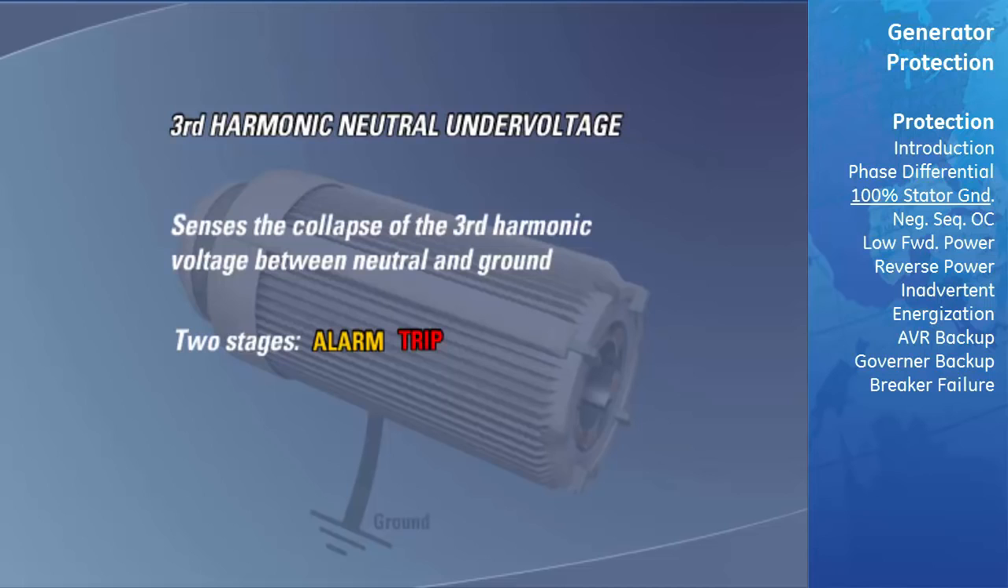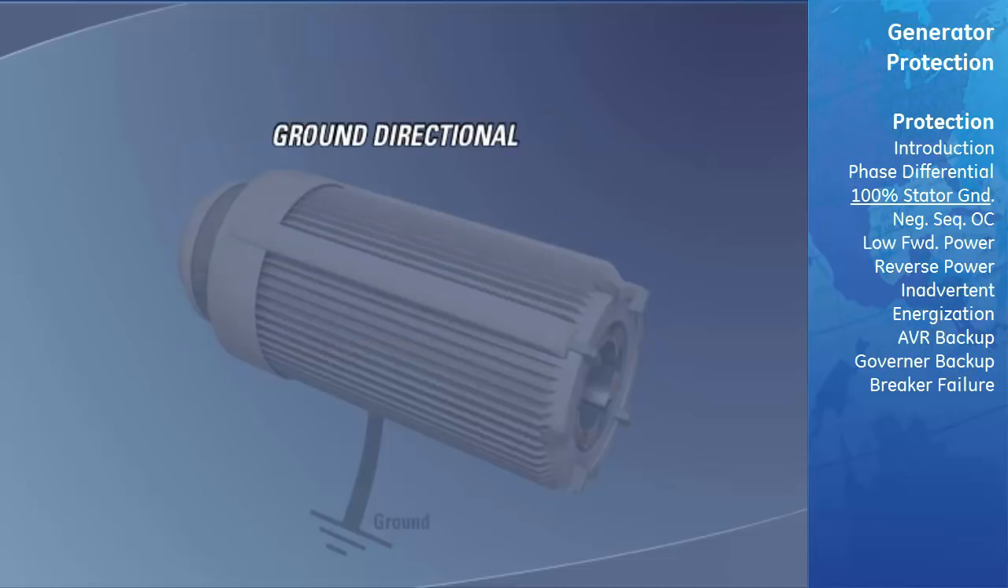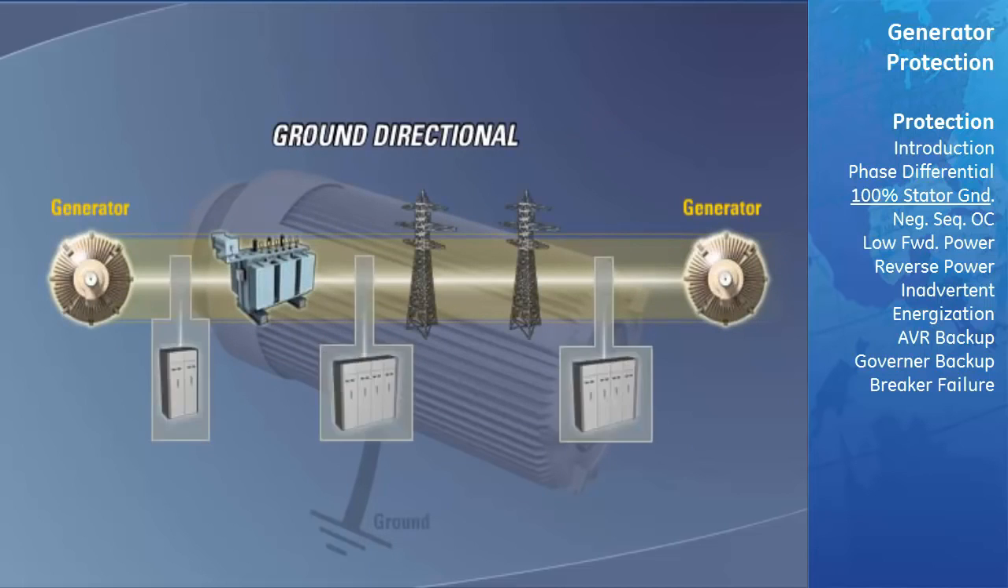The ground directional element is used on small generators that are solidly grounded and paralleled to determine which generator has the ground fault. A relay will detect ground directional by using zero sequence voltage and zero sequence current, which are represented as V0 and I0. The angle between these quantities determines if a ground fault is within the generator or not.